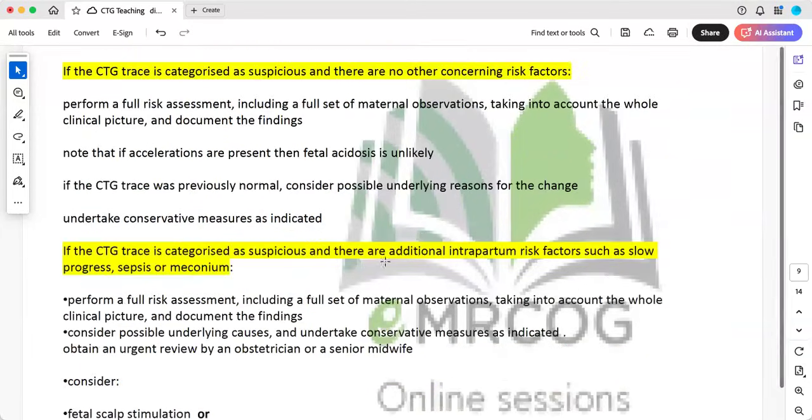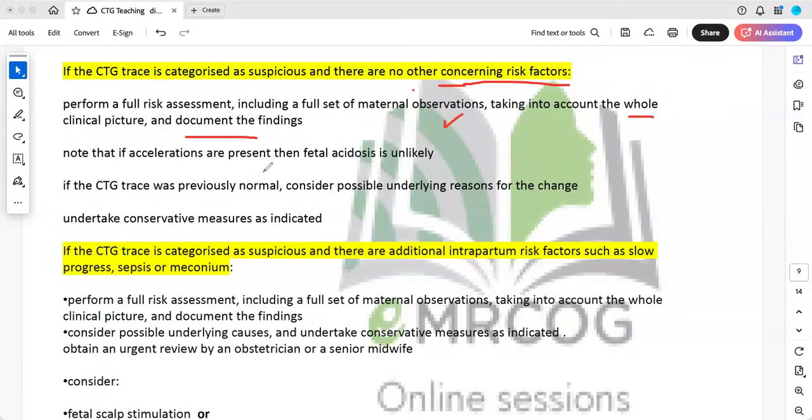Okay? How about if the CTG is suspicious, but suspicious without other concerning risk factors. And remember, the risk factor, okay, is considered as a maternal or a fetal risk factor. So if I have a suspicious CTG, what to do? If I have a suspicious CTG, what I would do is a full risk assessment, full set of maternal observations, and taking into account the whole clinical picture, document the findings.